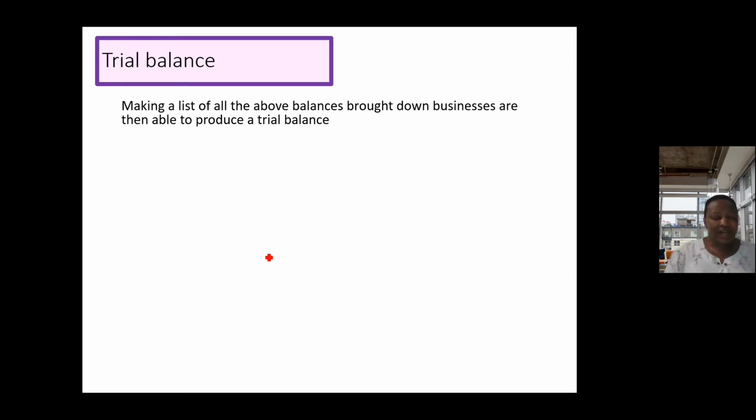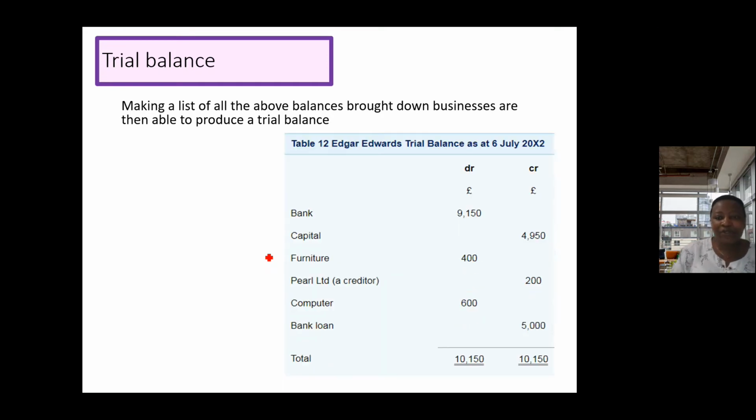And all of these accounts that we have created in our T accounts, in our ledger accounts, is what then makes up the trial balance. So a list of all of those balances. Once we have drawn up our T accounts, our ledger accounts, and then we balance them, those balances is what makes up our trial balance.